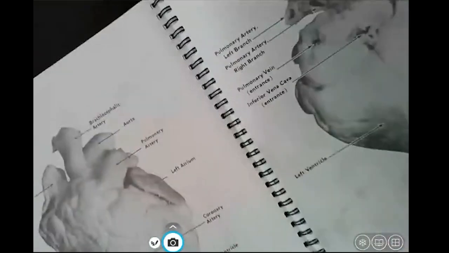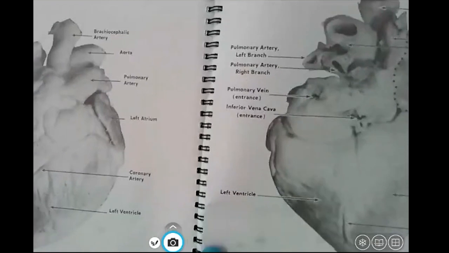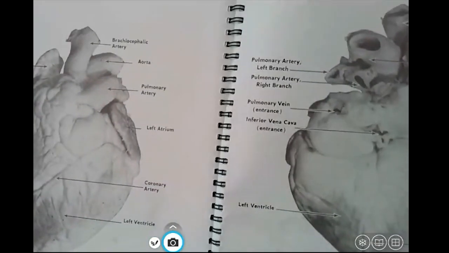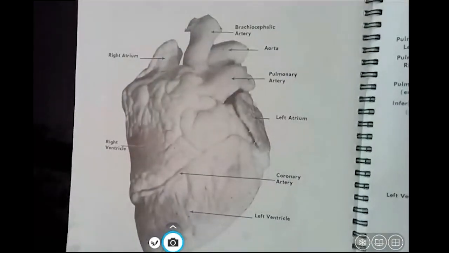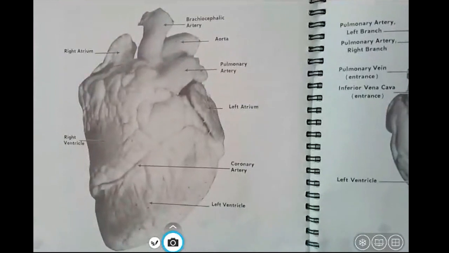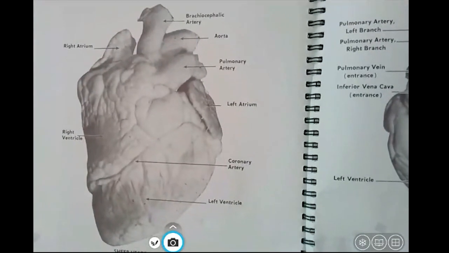So you have a CAT manual. Let's review some of the structures first. So the heart can be seen either ventrally or dorsally, so you have to do that first.